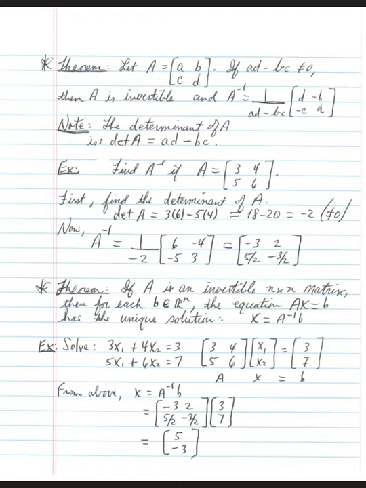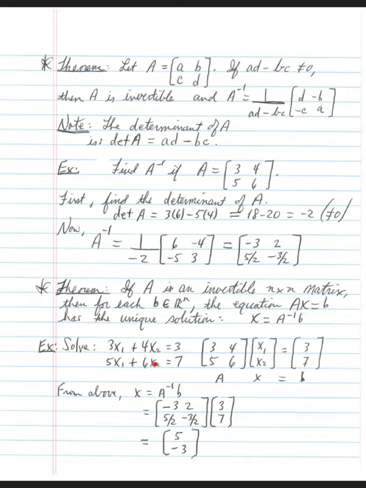If A is an invertible n by n matrix, then for each B belonging to Rn, the equation AX equals B has the unique solution X equals A inverse times B. Carrying A over to solve for X, you have to invert. So X is equal to A inverse times B.